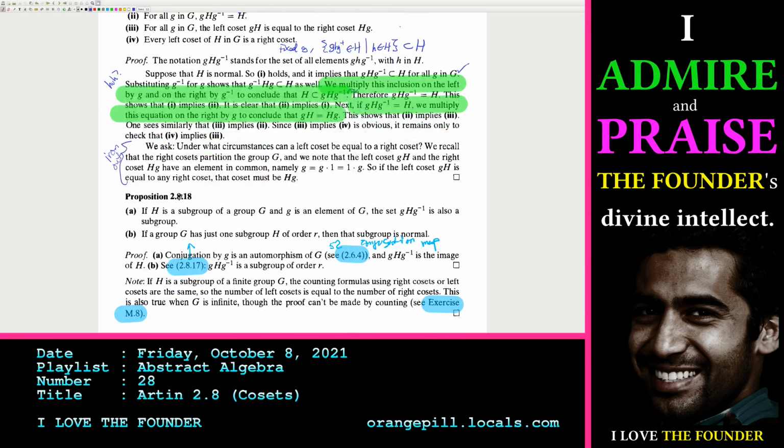H is a subgroup of G, and g is an element of G, then the set gHg inverse is also a subgroup. And if it is equal to H, what is this?